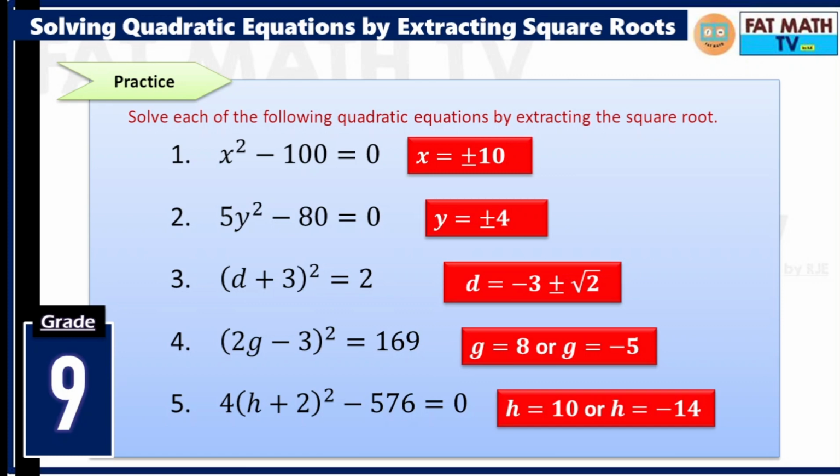So for each item, maybe you can have 2 points each. So this is for 10 points. Okay, so that's it for solving quadratic equations by extracting square roots.